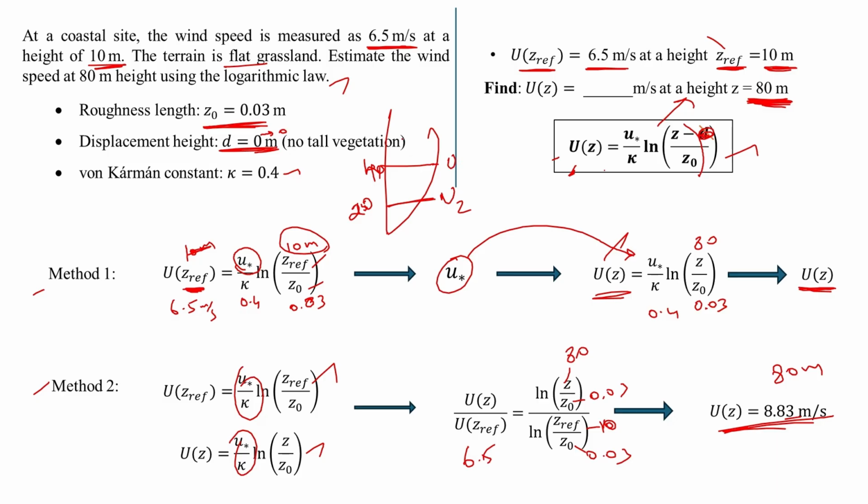At 40 meter, what is the velocity? At 80 meter, what is the velocity? Like that, using this formula, we can keep on finding if you know the reference velocity at a particular height. That is the application.